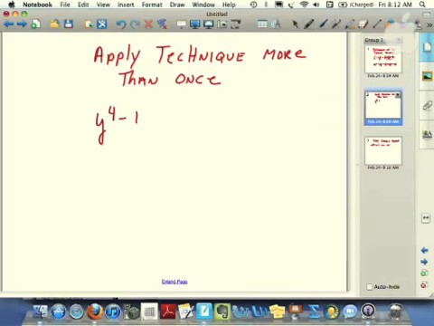Let's look at a second example where we have to apply the technique more than once. Y to the fourth minus 1. Y to the fourth is perfect because its exponent is even, and 1 is a perfect square. So this is going to factor into y squared plus 1 times y squared minus 1.